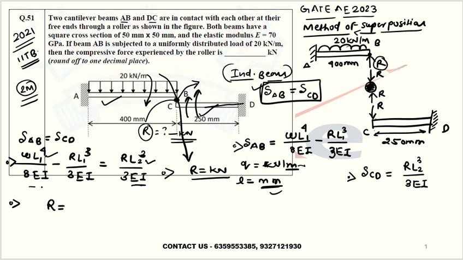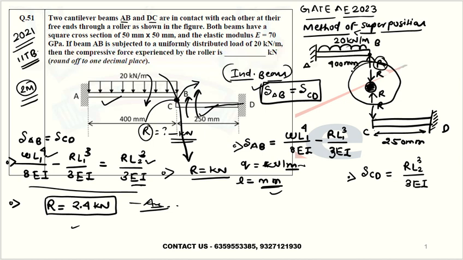If you simplify this equation, you will end up with R as 2.4 kilonewton. So to maintain the equilibrium at point C, the roller will experience 2.4 kilonewton of compressive force. Why compressive? Because if you see the free body diagram, it is looking like this. The reaction is coming towards the roller, it is not going away from the roller, right? This shows that the roller is experiencing compressive load.